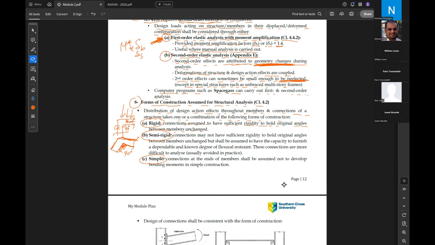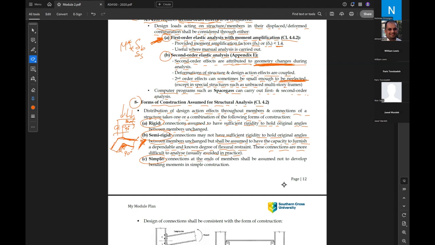So if this happens, this means the connection is rigid. Semi-rigid connections may not have sufficient rigidity to hold the original angle between the members, but shall be assumed to have the capacity to furnish a dependable and known degree of friction restraint. These connections are more difficult to analyze and are usually avoided in practice. Actually, the semi-rigid is something between the rigid and simple. So let's look at the simple.